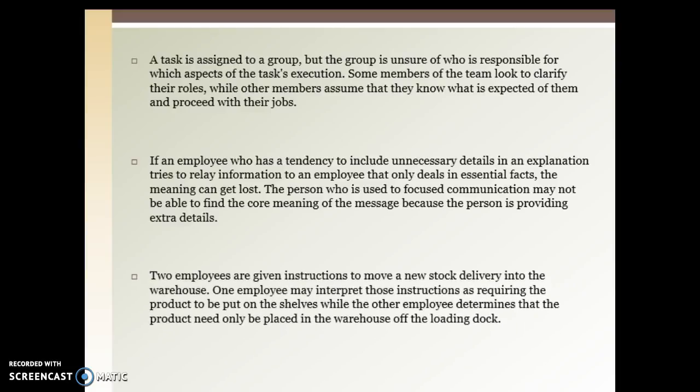2 employees are given instructions to move a new stock delivery into the warehouse. One employee may interpret these instructions as requiring the product to be put on the shelves, while the other employee determines that the product need only be placed in the warehouse off of the loading dock. Employees that misinterpret information can get caught in a cycle of workplace miscommunication. The company needs to provide detailed instructions along with training so that employees seek clarification of directions in order to cut down misinterpretation.